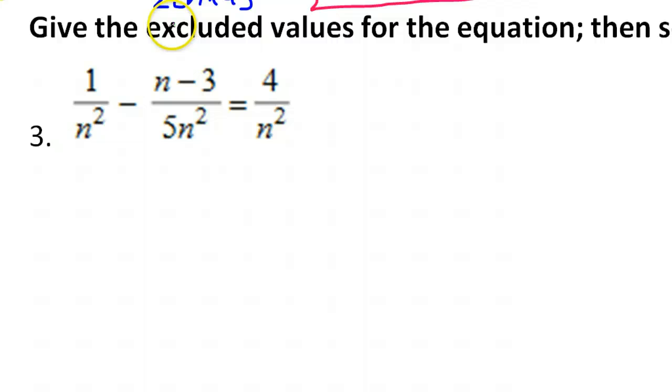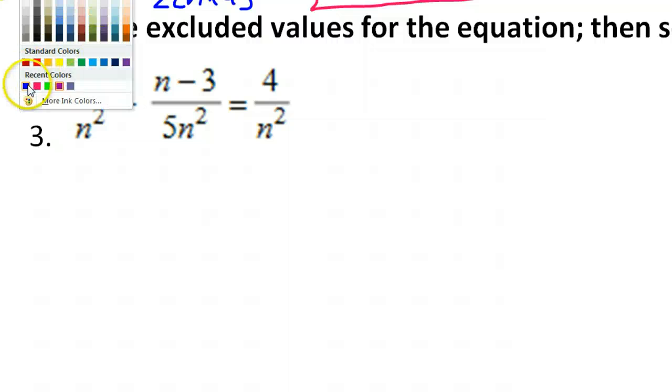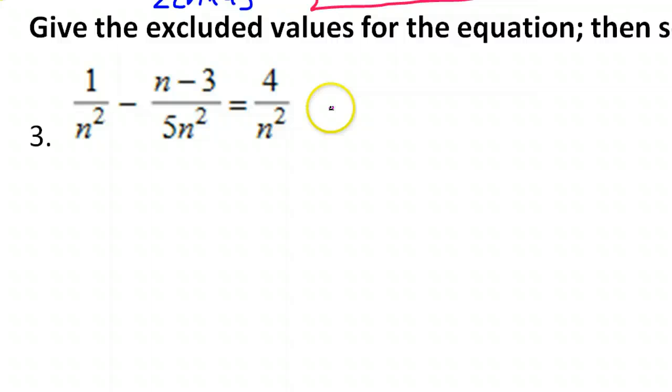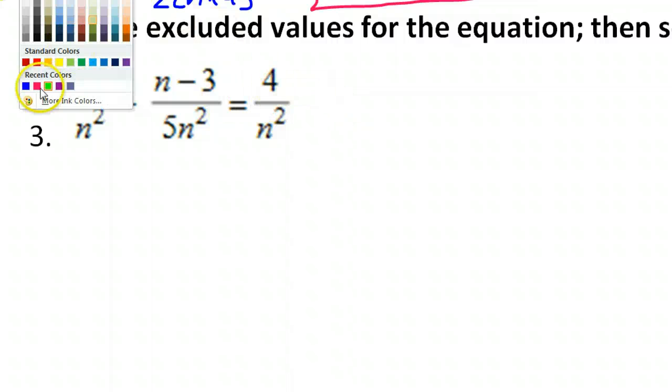Okay, so here comes number 3. This time it specifically says give excluded values, so we'll definitely make sure to do that. But this is an equation now, so it's a little different. It's not about finding like terms anymore. We're just solving this equation. So there's a new tool that we can use, which is called multiplying through by whatever you want.